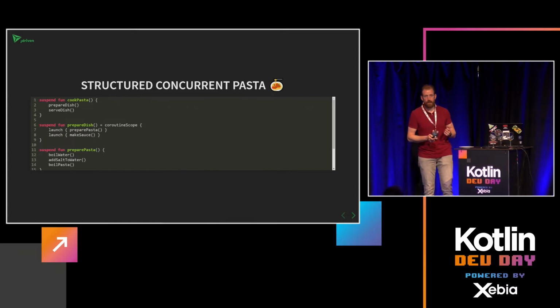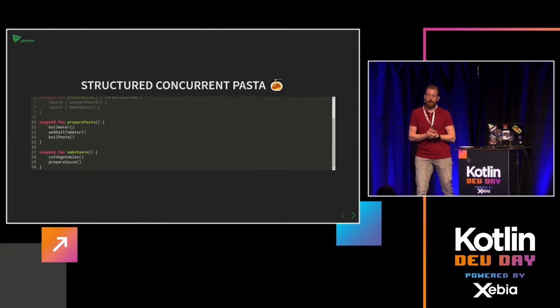So what would that look like if we applied it to the pasta dish? What I've done here is write two separate functions for the different parts that belong together. So we have the pasta and the sauce. Two separate functions, very straightforward.